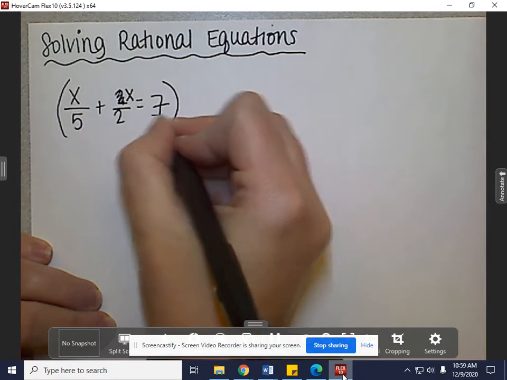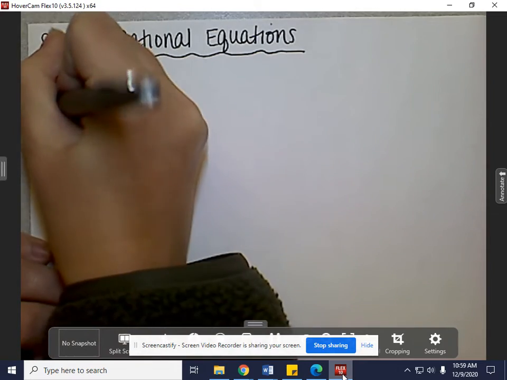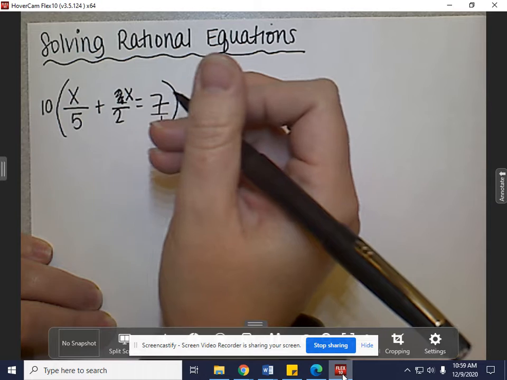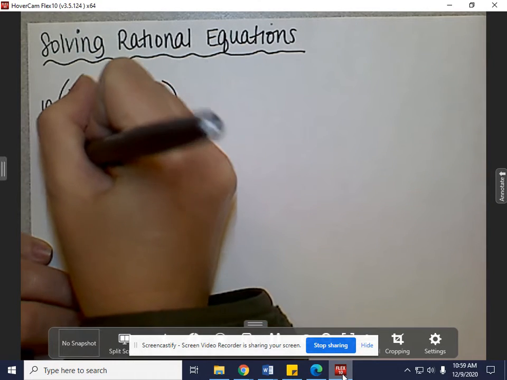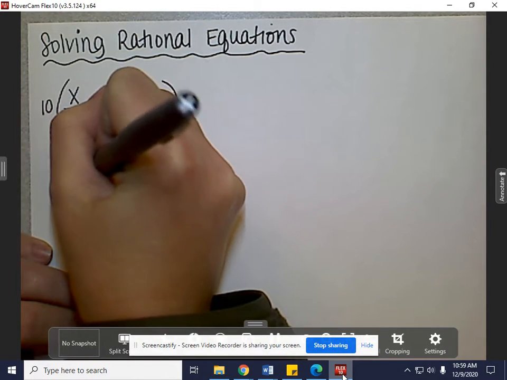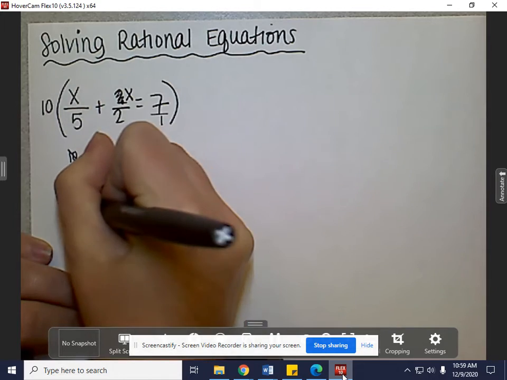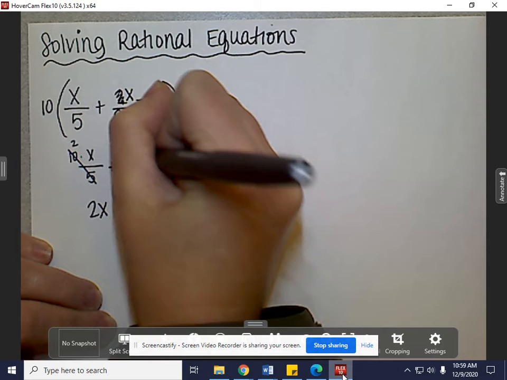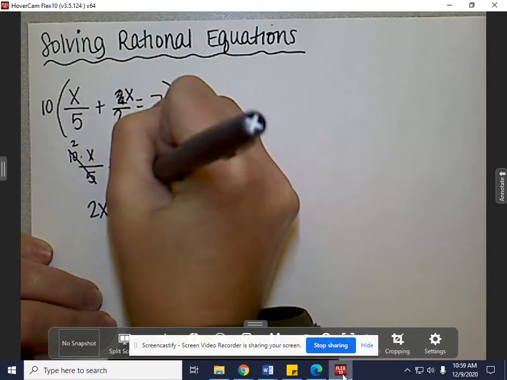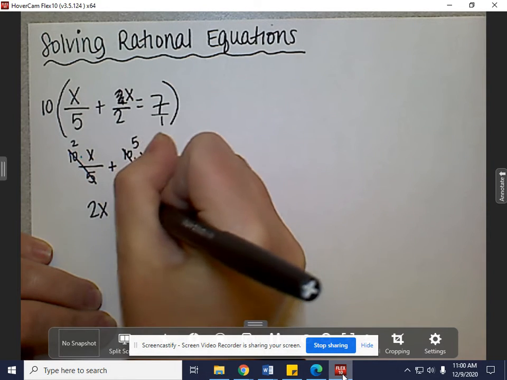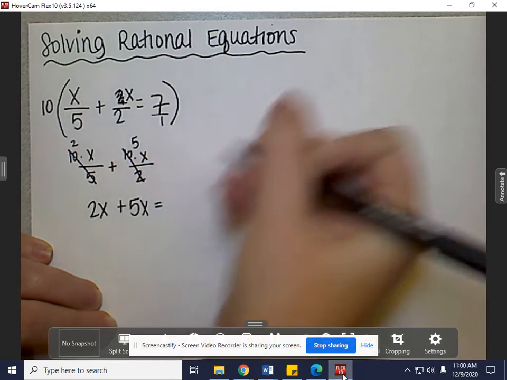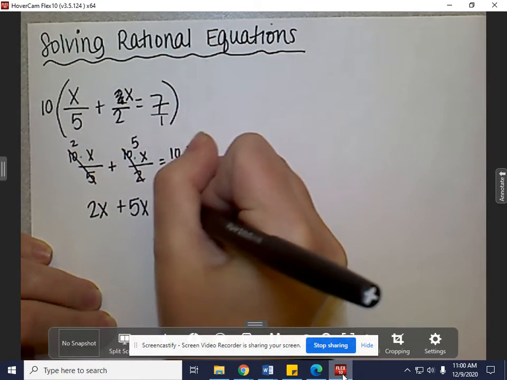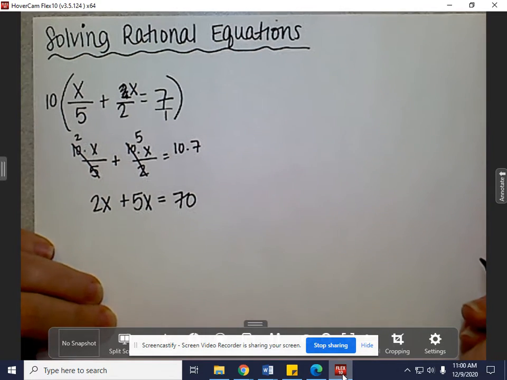In this case, remember 7 is over 1. The common denominator would be 10. So as I multiply through, I'm just multiplying each of these by 10 and reducing as I go. I would have 10 times x over 5. That would just reduce to be 2x, right? Plus 10 times x over 2. That would reduce to be 5x. And then just 10 times 7, and that would give me 70. So not a bad setup.